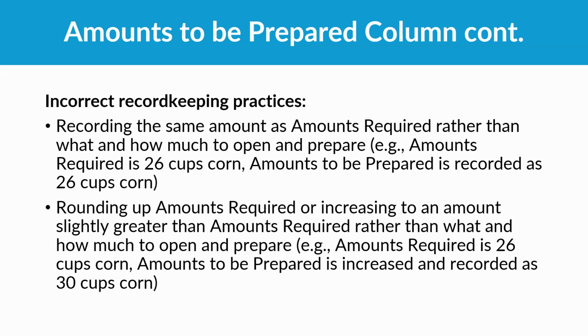The main reason we don't want to see this is because it doesn't actually reflect what's being purchased and prepared. It really just adds to the paperwork burden without serving as the helpful tool that it's intended to be. So when a cook looks at the amounts to be prepared column, it should provide a realistic amount in the appropriate units to be more efficient while meeting CACFP meal requirements. So let's look at an example of this.